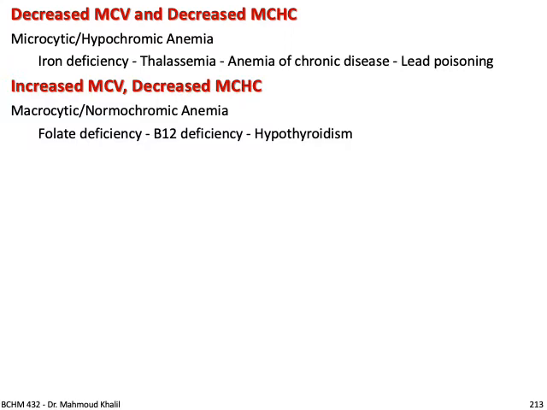While the other way around, if MCV is increased, that means a macrocytic anemia or normochromic anemia, which may result from folate deficiency, B12 deficiency, or hypothyroidism.